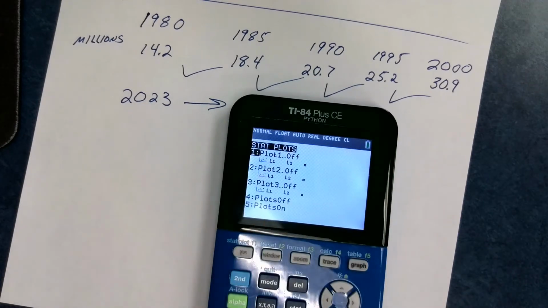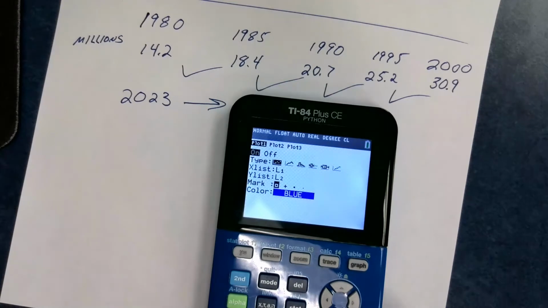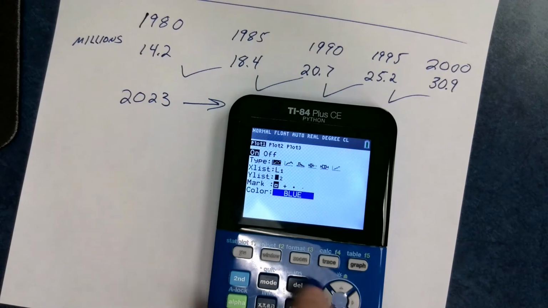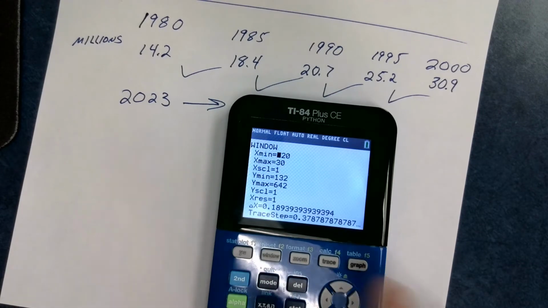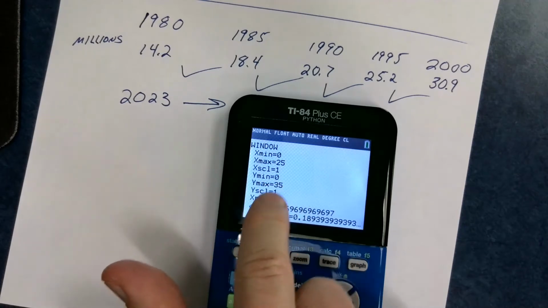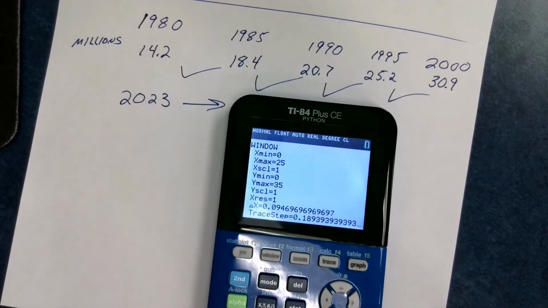I'm going to turn that on. I'm going to look at a scatter plot, L1 and L2, right? I'm going to go to my window. I'm going to pick a window that makes sense. So this was 0 to, I can go about 25 years out for right now. I only need to go 20, but that's okay. And then here I'm going to go from 0 to, say, 35, knowing that these numbers are actually in millions.